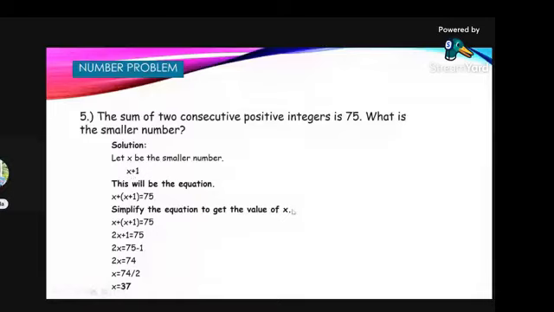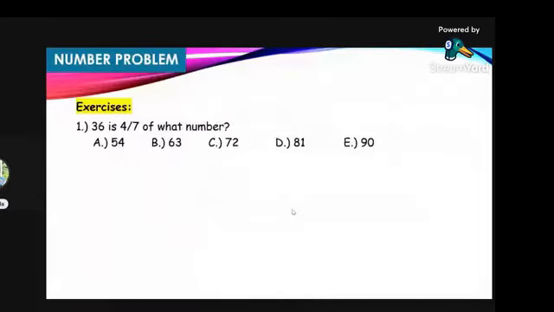Let's have exercises. So exercises, you will have the choices. So you could have the guess and check and the trial and error. So let's have this. So comment down the letter of your choice. 36 is 4 over 7 of what number? Again, 36 is 4 over 7 of what number?